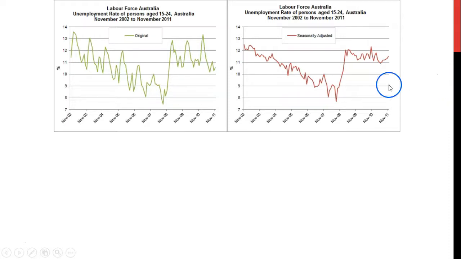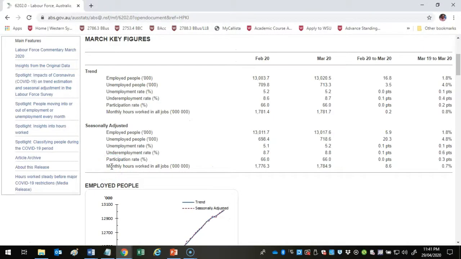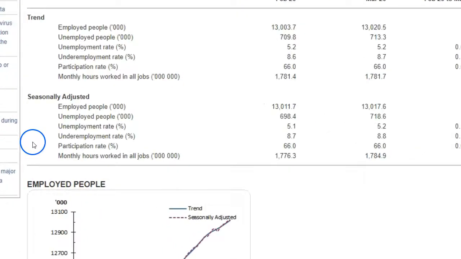But if we then eliminate some of these other craggy bits, which are other regular fluctuations which occur, which are independent of how the economy is going, then we get a trend curve, which is a much smoother curve. And hopefully this better reflects what's happening to the economy overall, independent of these regular fluctuations which occur week to week, month to month, year to year. Anyway, we were being asked about seasonally adjusted data.